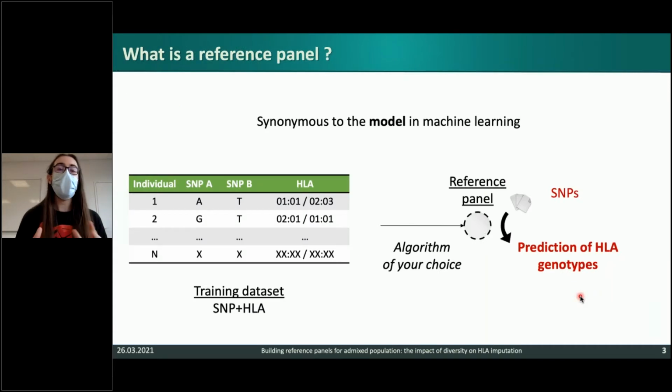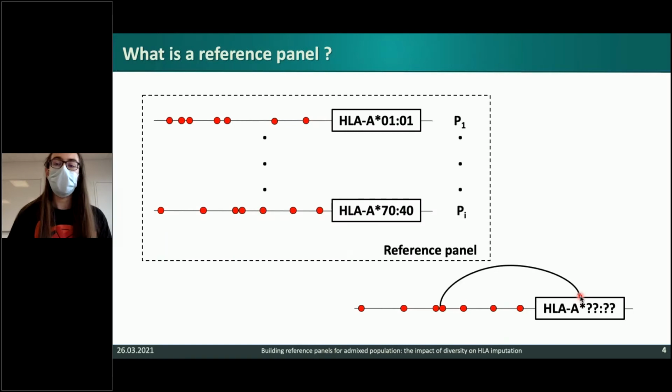So briefly, what is a reference panel? It's only a data set of individuals for which you have SNP information and HLA genotype information. With an algorithm of your choice, Nicolas mentioned HIBAG because this is the one that has been independently proven as one of the most accurate, you create links between the SNPs an individual has and the HLA genotypes. So you have a reference panel. Then, with only SNPs, you can predict the new HLA genotypes.